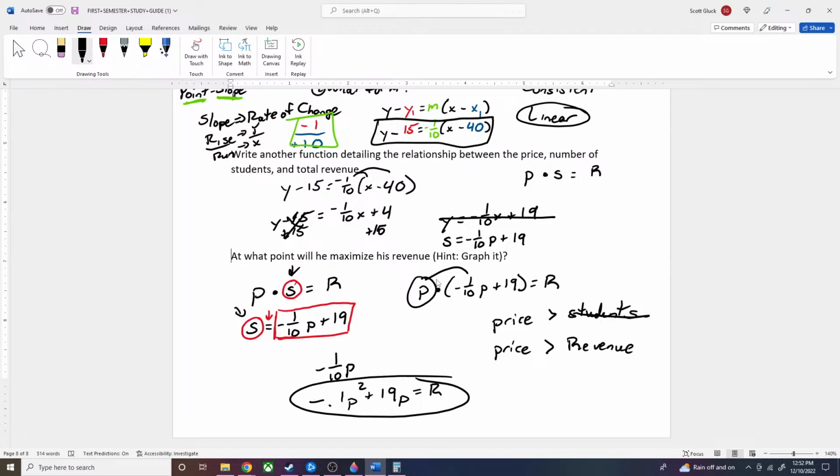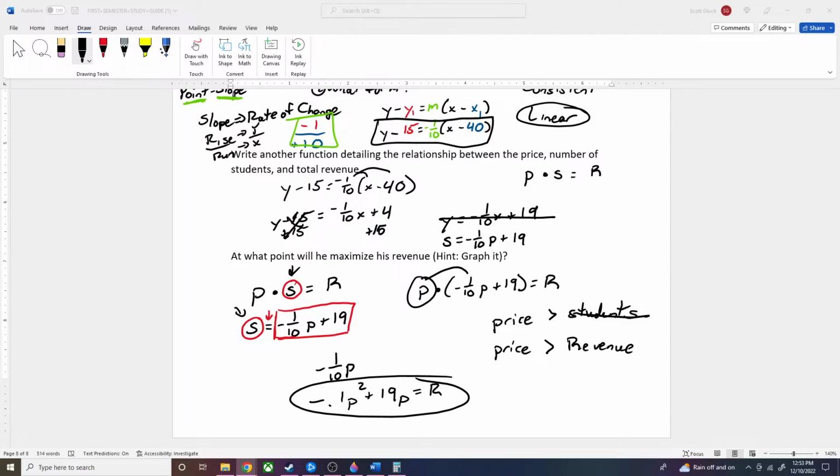Okay? Now, take a look at that. So what we have effectively done here is we have removed students from the equation and we've created a quadratic equation that now represents this entire situation. So instead of having to calculate how many students he has and then using that number of students in order to calculate the revenue, now we have directly made ourselves able to calculate revenue based on his total price that he's charging, okay?